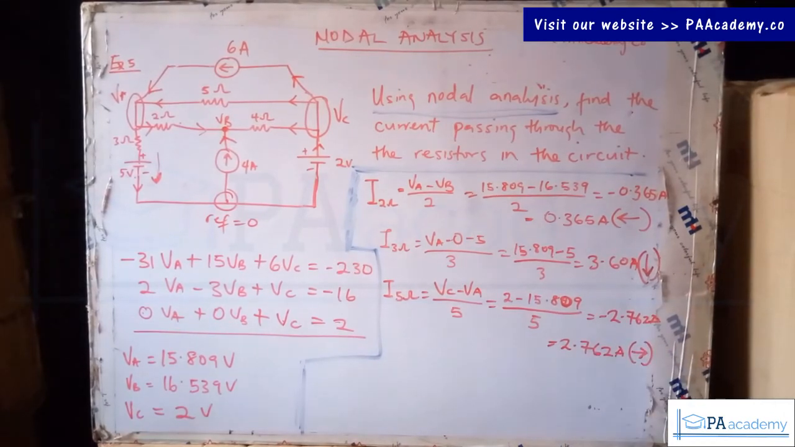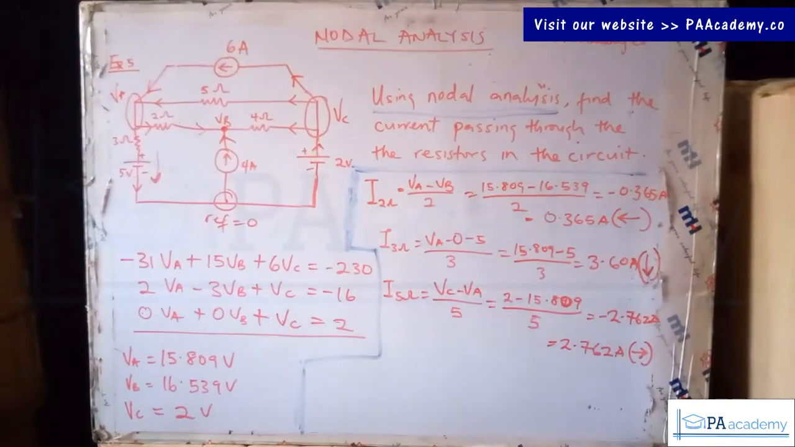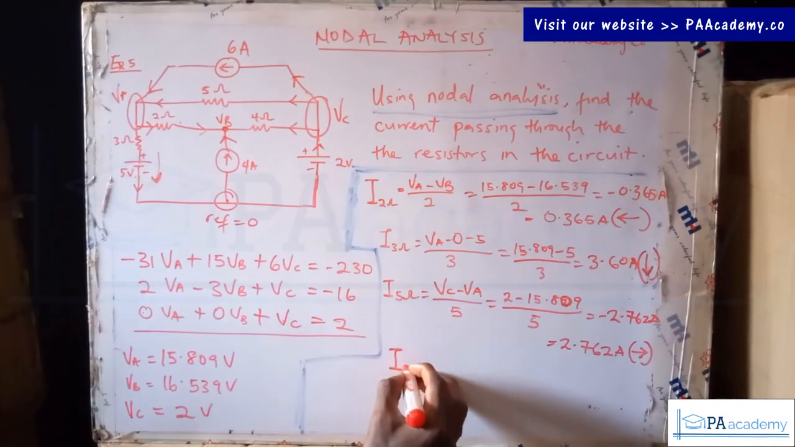Okay, so let's see which other one again. We've done 1, 2, this, so it remains that of the 4 ohm resistor. So the current flowing through the 4 ohm resistor.